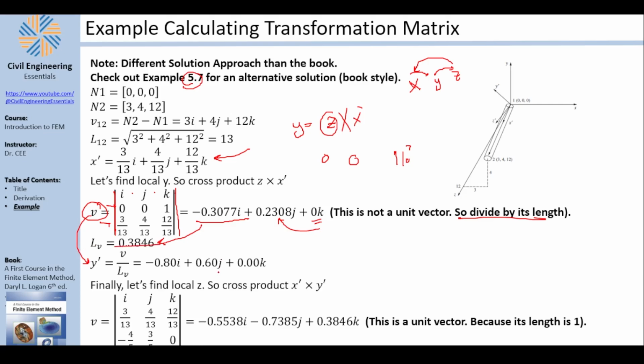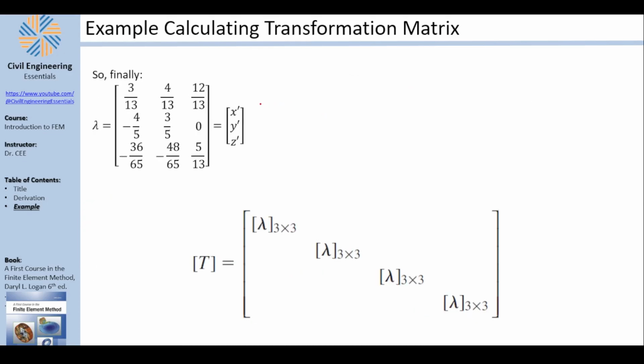I have to find the local z. This is basically by cross-producting x and y, something that was done here. This is the unit vector because its length is 1. So I have my 3 unit vectors. I can construct my lambda matrix. This here is the unit vector of x, local. This here is the unit vector of y, local. And this here is the unit vector of z, local. And those values correspond to the values in the book of Daniel and Logan.